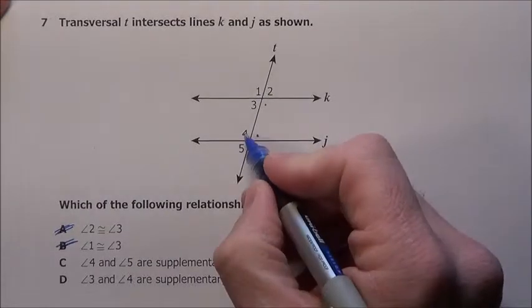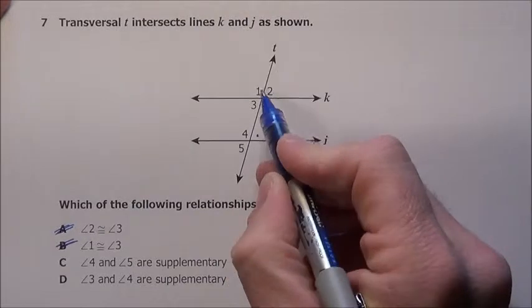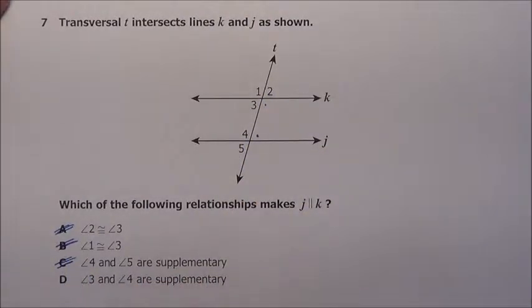4 and 5 are supplementary. That means they add up to 180. 4 and 5 do add up to 180, but notice they're dealing with, again, this line. They're not comparing numbers up here on that line to numbers on this line. So it's true, but it's not going to end up proving the lines are parallel.